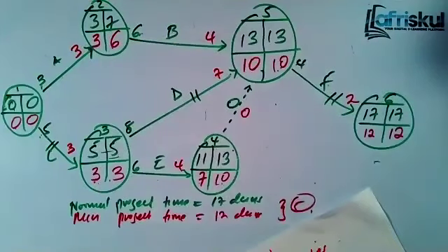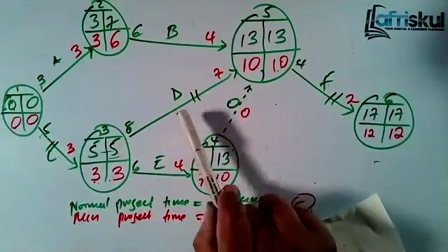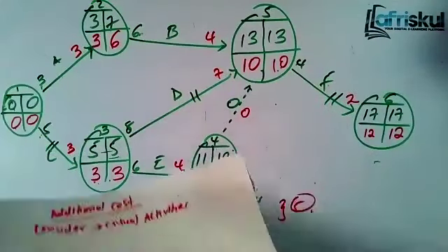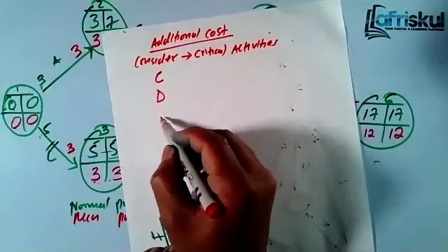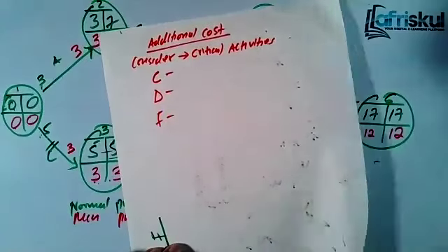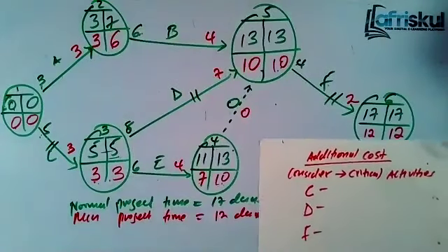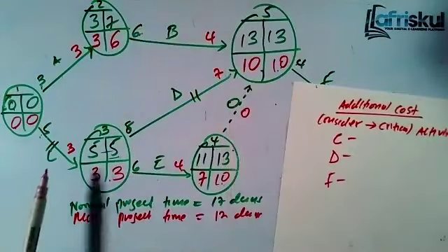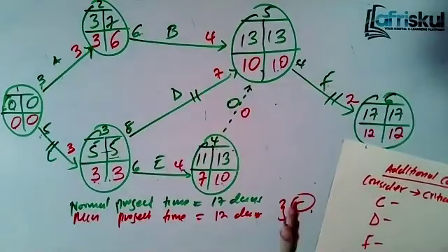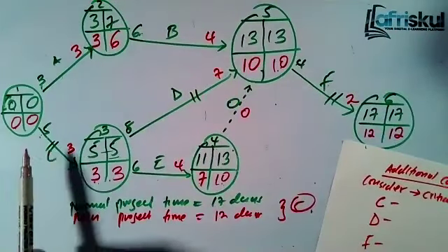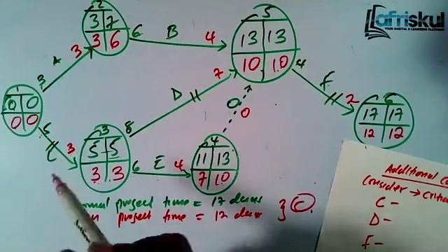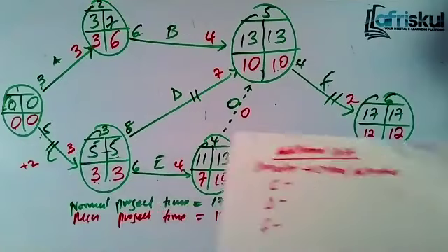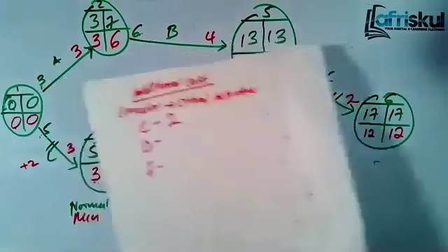Now, from our project, our critical activities are C, D, and F. Now, this is how we crash. Let's start with C. We are looking at the critical activities alone. So C, the normal time was 5, but the crash is 3. So how many days have we saved? We have saved 2 days. So for C, we have saved 2 days.